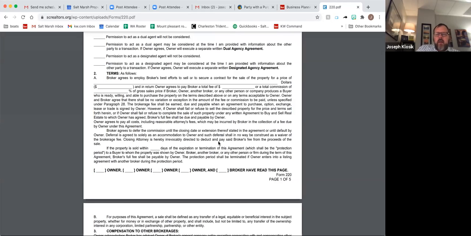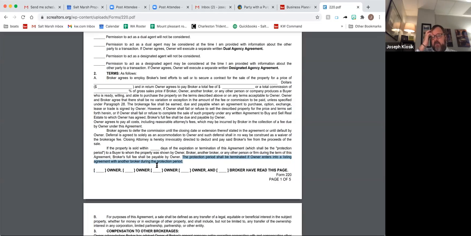Okay. Now, there is a protection period in this, which is this paragraph right here. It basically says that if this property does sell within a certain number of days of the expiration or termination, and normally I put 30 days in here, then I still would be due a commission. Now, that would be exempt if you enter into a listing agreement with someone else. So if I have Jane's house listed and we expire or terminate, I'd be protected for 30 days unless Jane went and listed her house with another agent, with another broker.